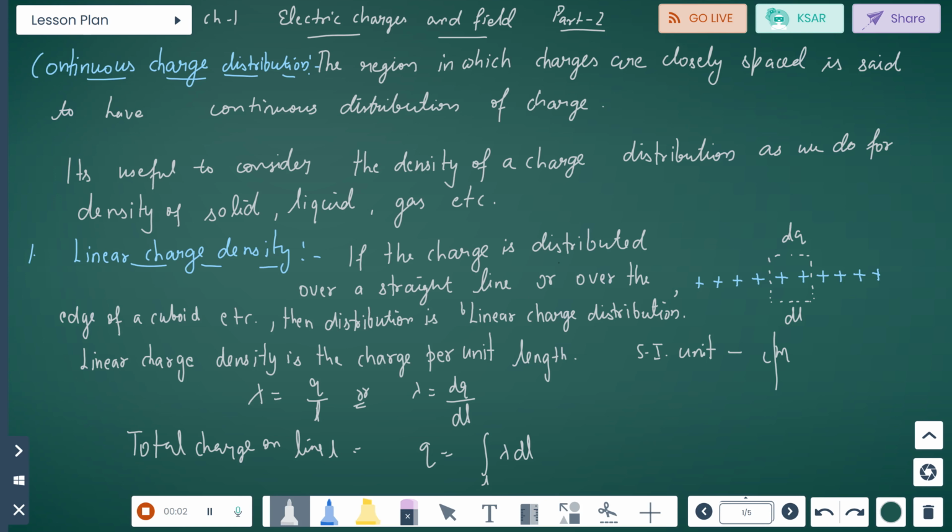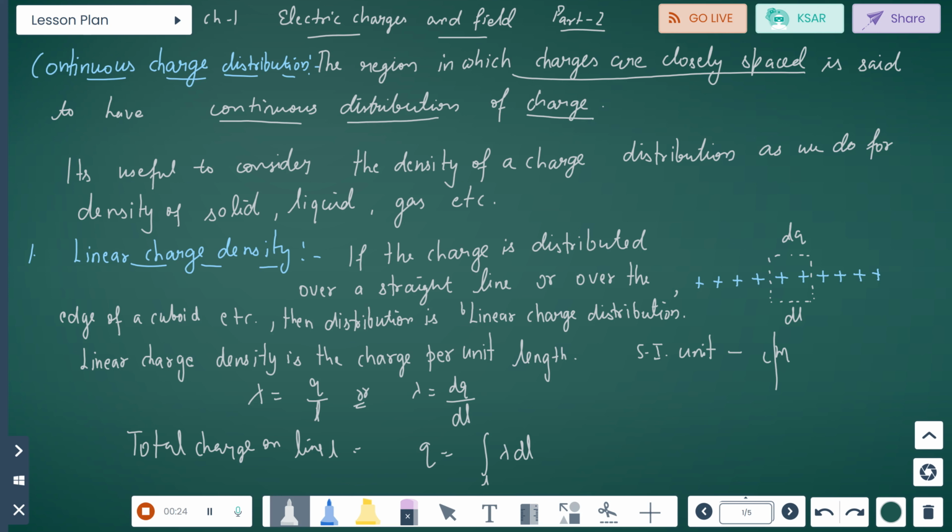Now start with second part, chapter 1, electric charges and field, class 12 physics, part second. First topic is continuous charge distribution. In continuous charge distribution, the region in which charges are closely spaced is said to be continuous distribution of charge.